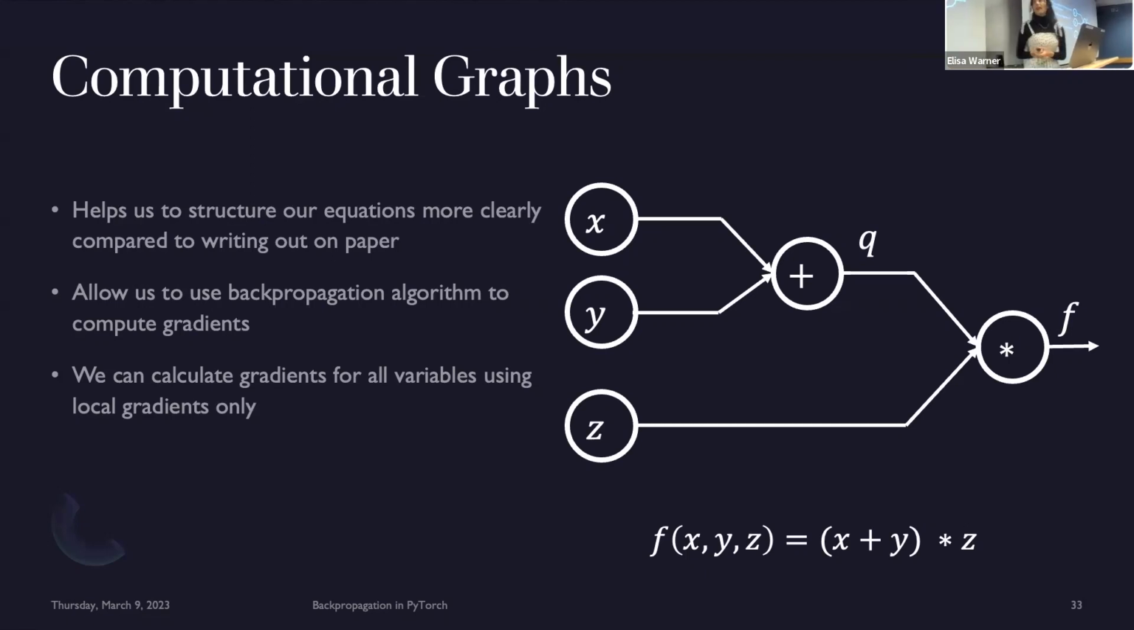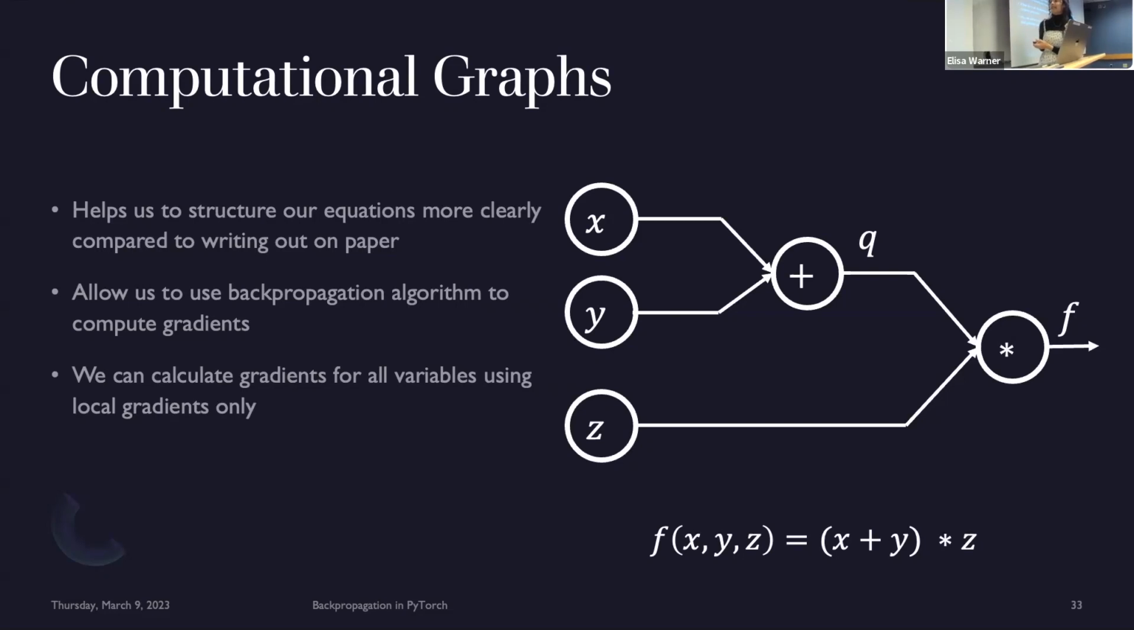A computational graph is a way that we can graphically represent an equation. It helps us firstly structure our equations more clearly compared to writing them out on paper, but it will also allow us to use backpropagation to leverage gradients. It has this cool trick where we can calculate gradients for all the variables using only what are called local gradients. So first, let me explain.